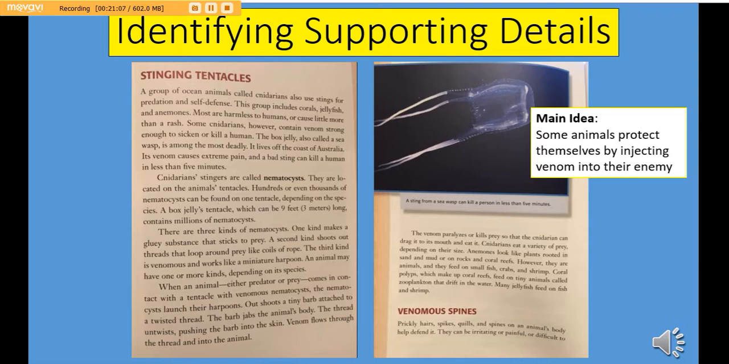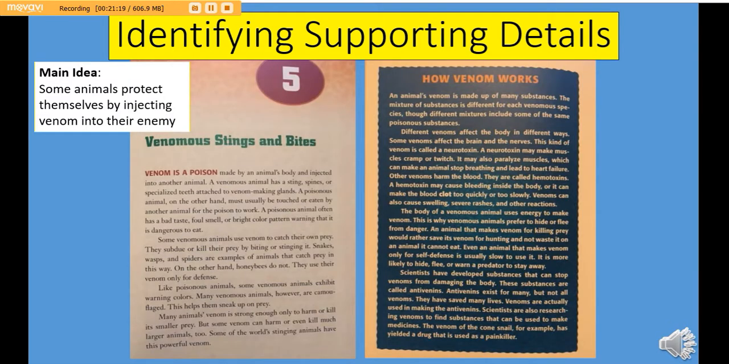Take a moment to pause the video, look back at the section that was just read, and see if there are any details that you need to pull out as supporting details for your main idea. Now that you've had the opportunity to reread the text and identify some supporting details that you think might be important for this main idea, that some animals protect themselves by injecting venom into their enemy, now we're just going to double check. So I'll be going through the details that I think you should have included, and you can compare them with the details that you pulled out, and then you can adjust accordingly if you feel like they need to. If you feel like you did a great job, then that's excellent.